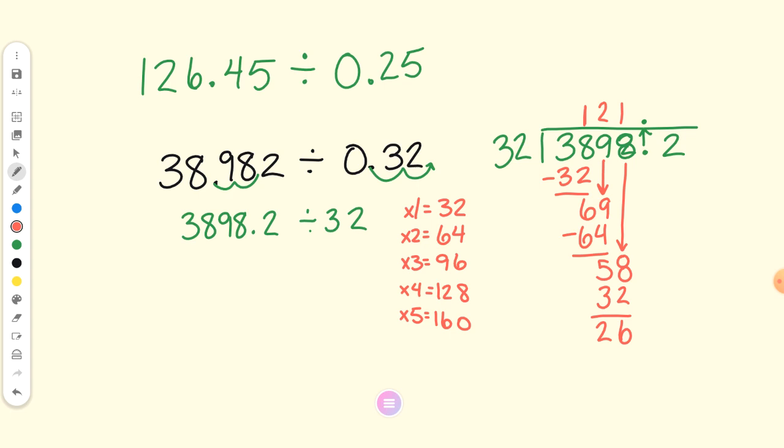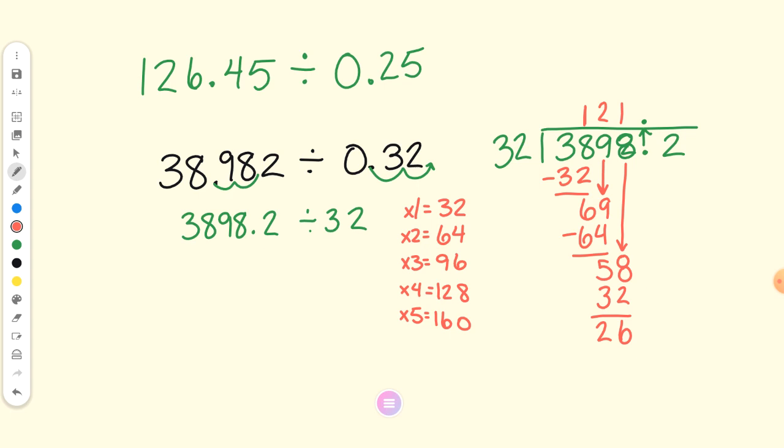I have 26 left over, which seems like a lot of leftovers, but why am I still on the right track? How do I know that I'm still on the right track, Brody? That's a lot to have left over, but how do I know it's an okay leftover? Yeah, it's under 32, so I'm good to go. It can be all the way up to 31, and I'm still good to go. It just means my next number is going to be really big to divide into.